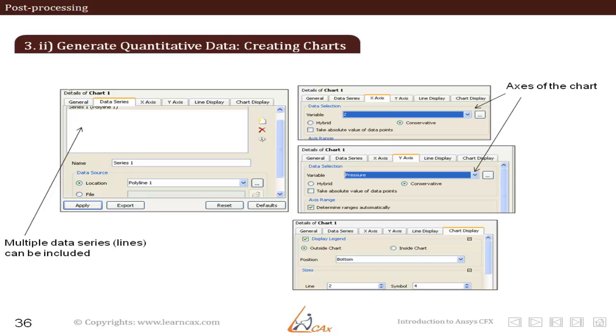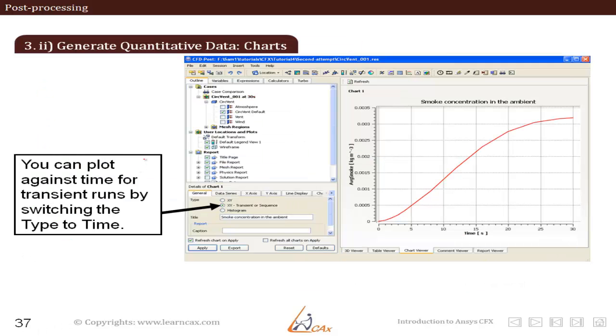How to create chart? When we click on insert charts, this is the chart dialog box that opens up. In that, first we have general, then we have data series, x-axis, y-axis definition, line display properties, and chart display properties. So in the data series, we can select what type of variable data that we want on the x and y coordinates. In the x-axis and y-axis definition, we can select the variables that we want to plot. We can also plot a chart against time for transient runs by switching the type to time. So when we click on charts in general section, instead of XY, say XY transient or sequence. So automatically the x-axis is now transient or time variable.